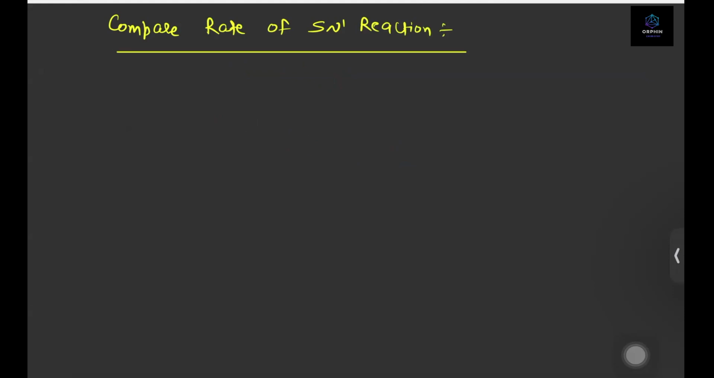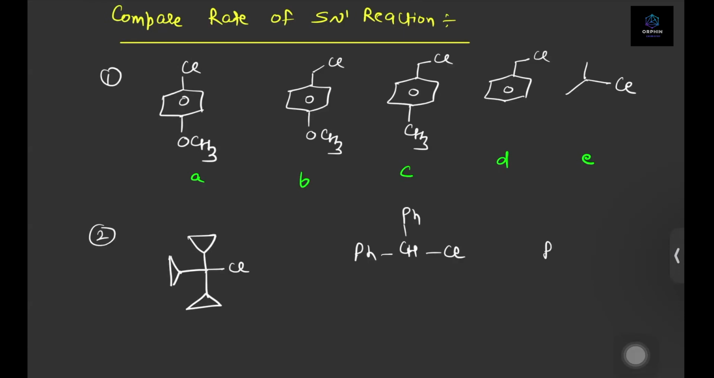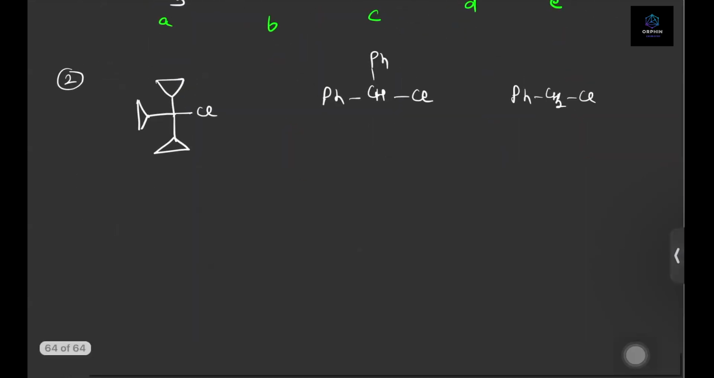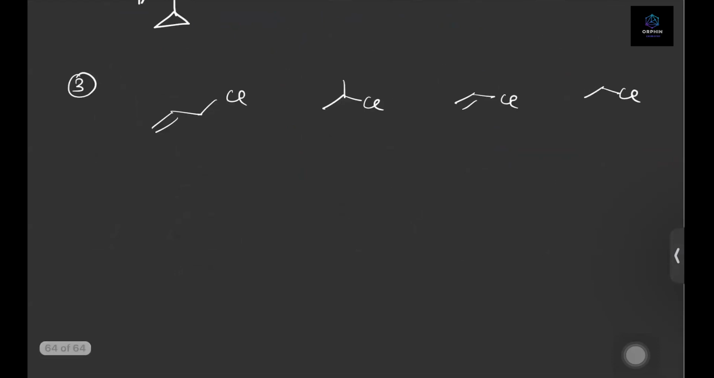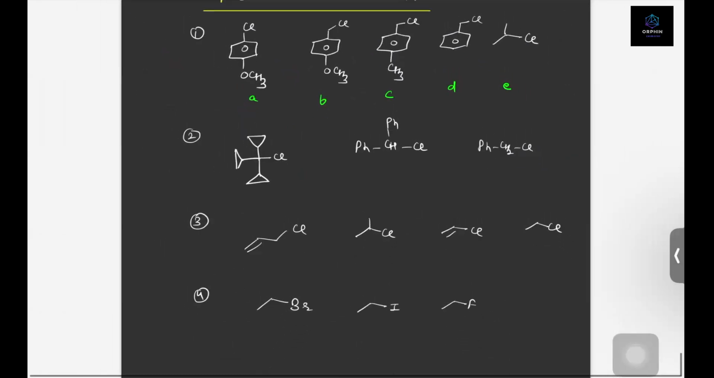I am giving here some questions. This is A, B, C, D, E. Second, PhCH2Cl. Third is this one. The fourth is this one. So the SN1 rate you have to tell me.